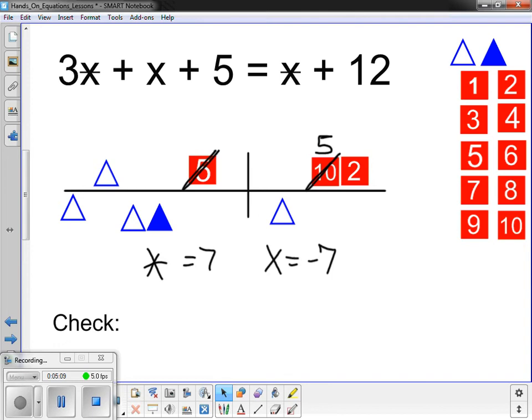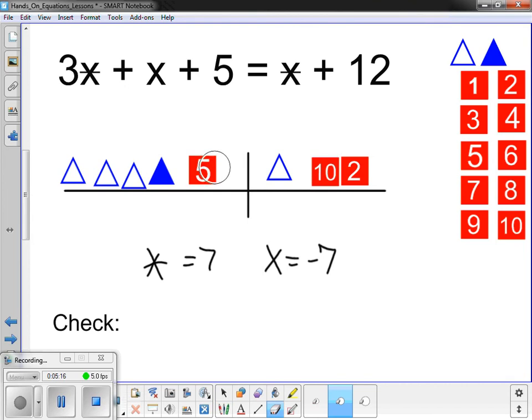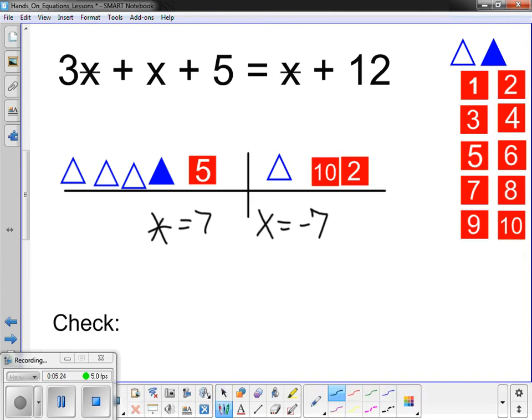So now we go back to the original problem. 3 star plus x plus 5 equals star plus 12. Well, each of my stars is going to be a 7, and each of my x's is going to be negative 7. So I've got 7 plus 7 plus 7 plus negative 7 plus 5, and I've got 7 plus 12. That's what the 10 plus 2 is.